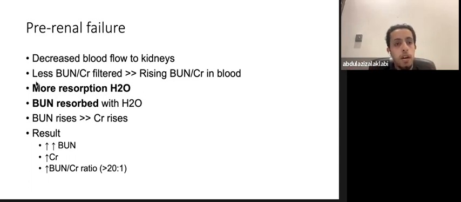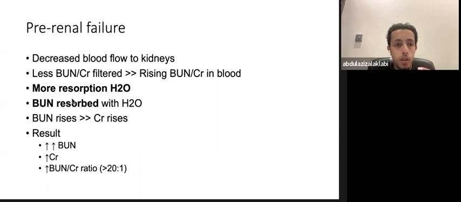Because there's decreased blood flow, decreased RBF or renal blood flow, you're going to have less BUN and creatinine filtered through the kidney. Now, this will cause a rise in BUN and creatinine in the blood, okay?